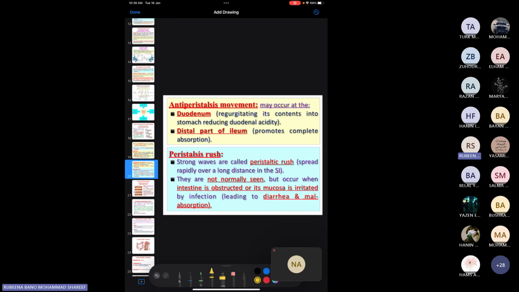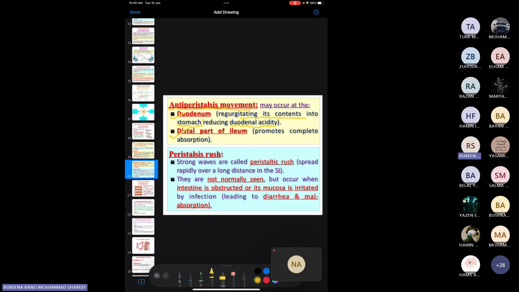Now, we have talked about peristalsis movement, which promotes propulsion of chyme. Now, the other one is anti-peristaltic movement, which may occur in the duodenum and distal part of ileum. In duodenum, it regurgitates its content back into the stomach to reduce duodenal acidity. See, the food which is present in the stomach is highly acidic.